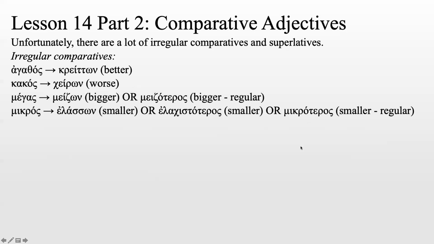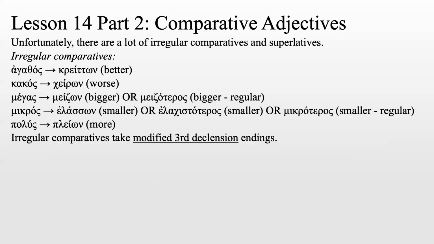Mikros can show up in three different ways. It can become elasone, which means smaller. It can become elakistateros, which means smaller, or it can become mikroteros, which is smaller, which is regular. I believe elakistateros is also regular. I'm pretty sure about that one. Polus becomes pleon, which means more.